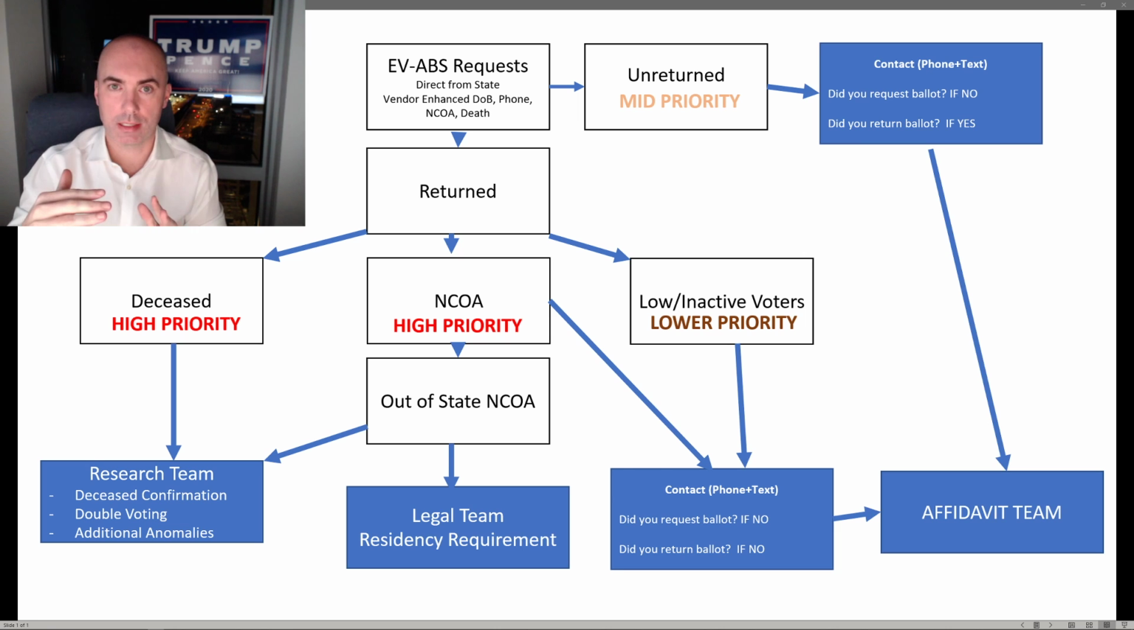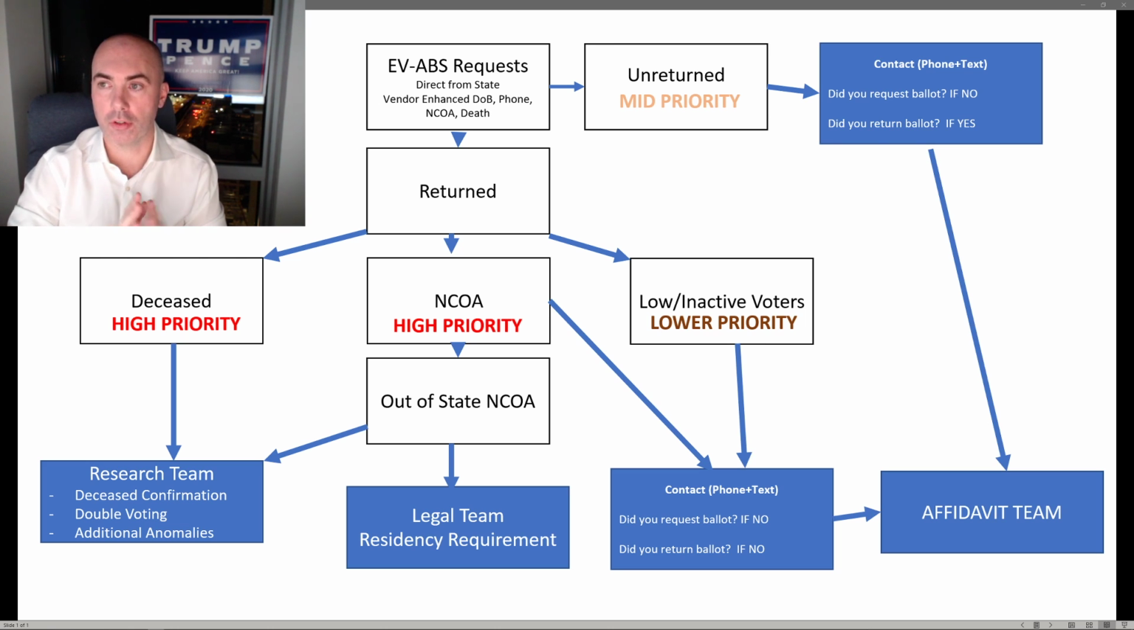We then break this data set into 2 different groups: those that returned their ballots and those that didn't. I'm going to talk first about those that did not return a ballot. Our plan for these people for whom we have a phone number matched is to reach out to them and ask them 2 questions. Number 1, did you request a ballot? Number 2, did you return a ballot? If they said they didn't request a ballot, that's a red flag. If they said they returned a ballot, but it didn't show up, it didn't get back to the clerk's office, that is also a red flag.